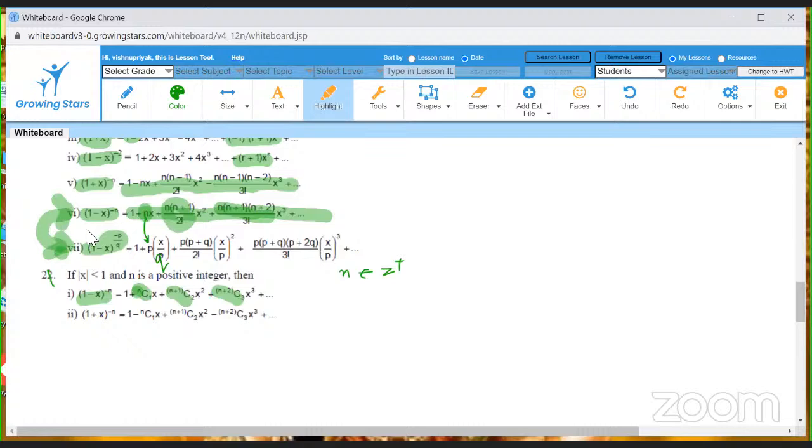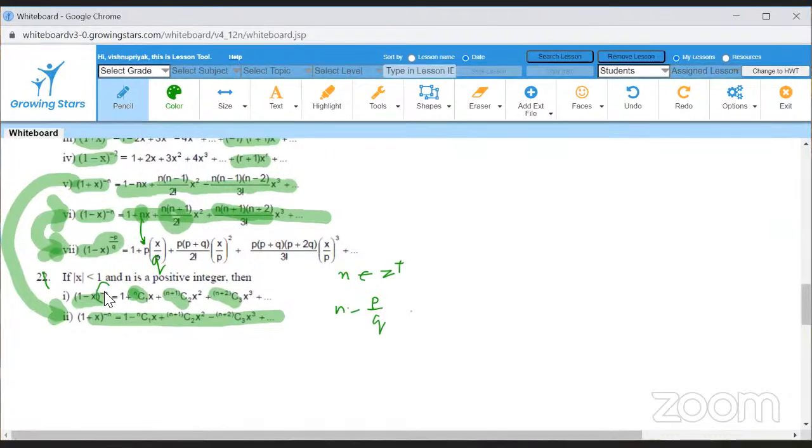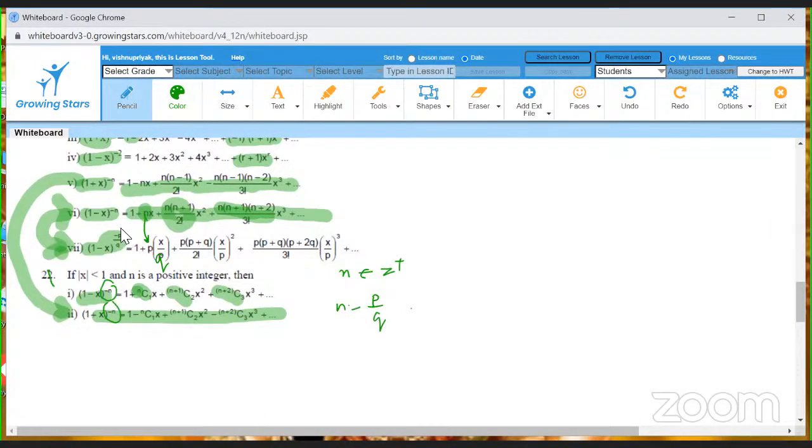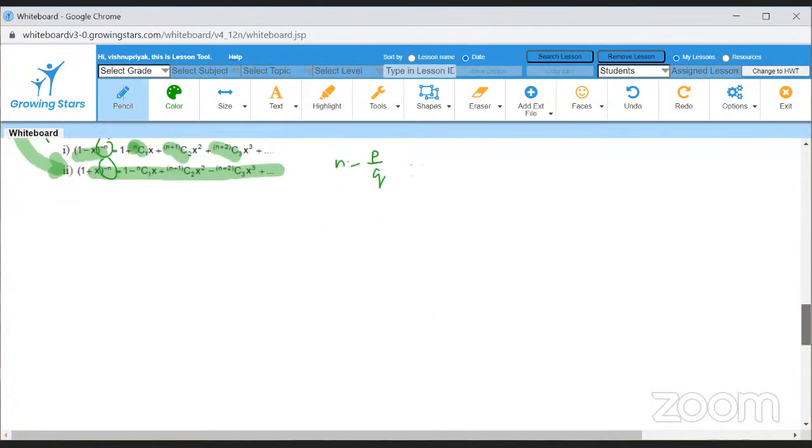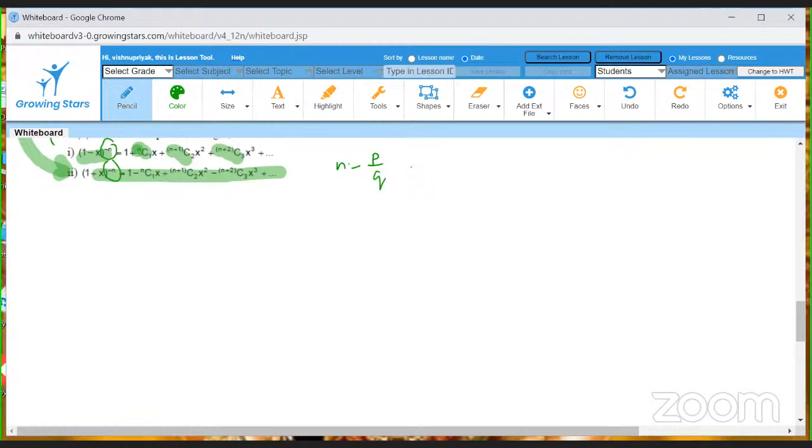Similarly, this formula and this formula are the same. The only thing is, n you will replace by p/q. Here the power is minus n. Here the power will be minus p. Remember that. Okay, next one.